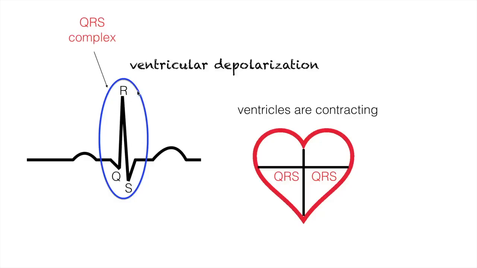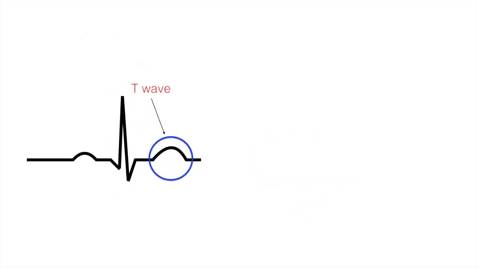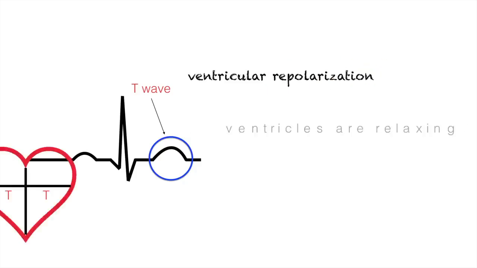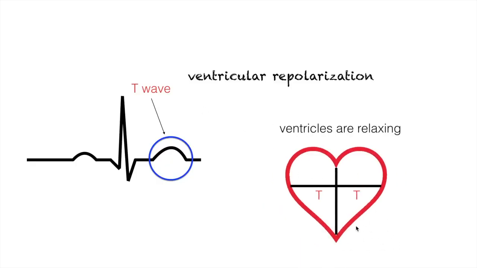So if you look at the diagram right here, the QRS complex, it kind of looks like an inverted V. So V for ventricles. So when you see a QRS complex, think about ventricular depolarization. So lastly, we have the T wave. The T wave represents ventricular repolarization. This is when the ventricles are relaxing. Keep in mind that every depolarization is always followed by repolarization. So every contraction will be followed by relaxation.